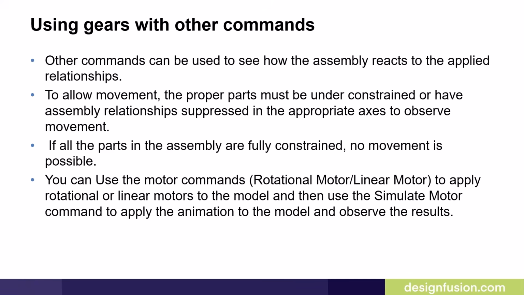Other commands can be used to see how the assembly reacts to the applied relationships. To allow movement, the proper parts must be under constrained or have assembly relationships suppressed in the appropriate axes to observe movement. If all the parts in the assembly are fully constrained, no movement is possible. You can use the motor commands to apply rotational or linear motors to the model, and then use the simulate motor command to apply the animation to the model and observe the results.